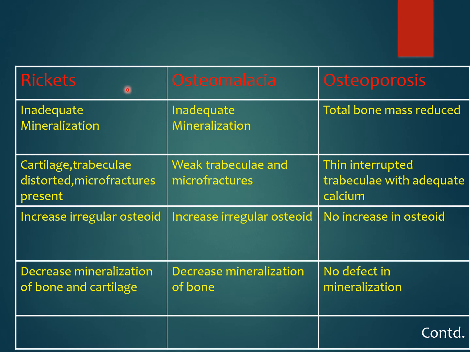Now if you compare rickets and osteomalacia, in both of them there is inadequate mineralization, the cartilage and trabeculae distorted, and there may be microfractures. Irregular pieces of osteoid is seen in both of them, and there is defective mineralization. In case of rickets, both bone and cartilage. In case of osteomalacia, only bone. Whereas in osteoporosis, the main defect is the decreased total bone mass or osteoid matrix, and thin interrupted broken trabeculae with adequate calcium. There is of course no increase in the osteoid, and by and large no defective mineralization.